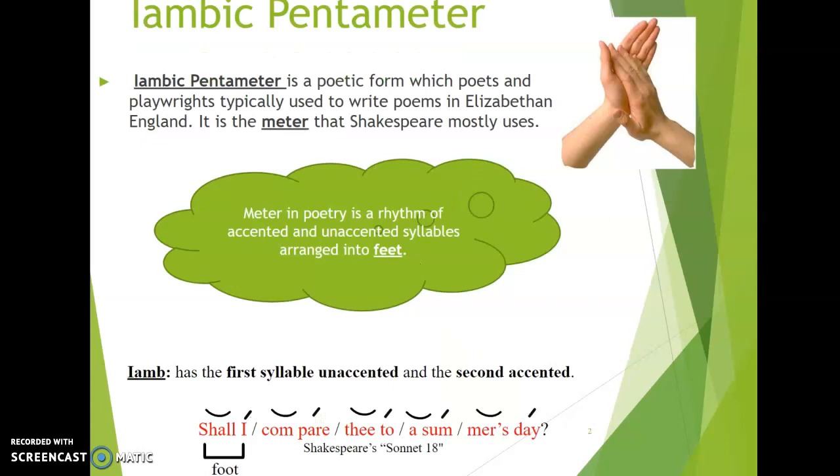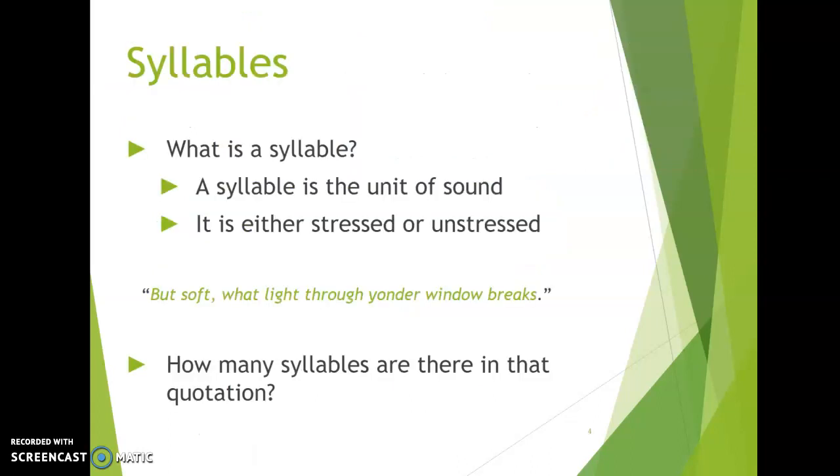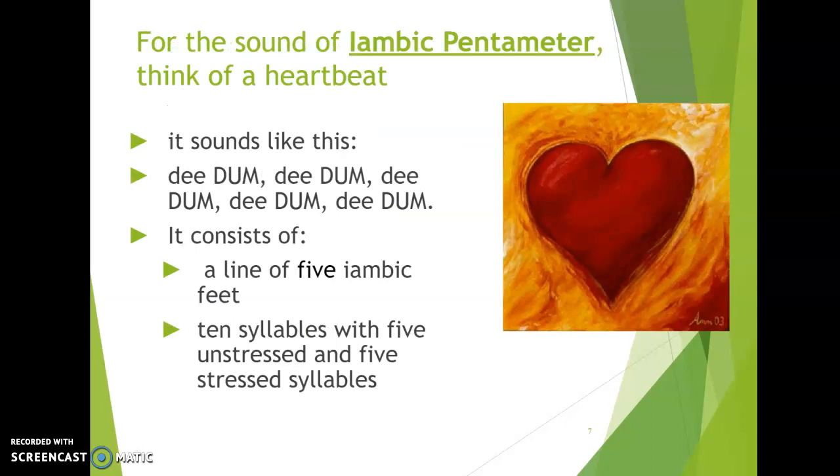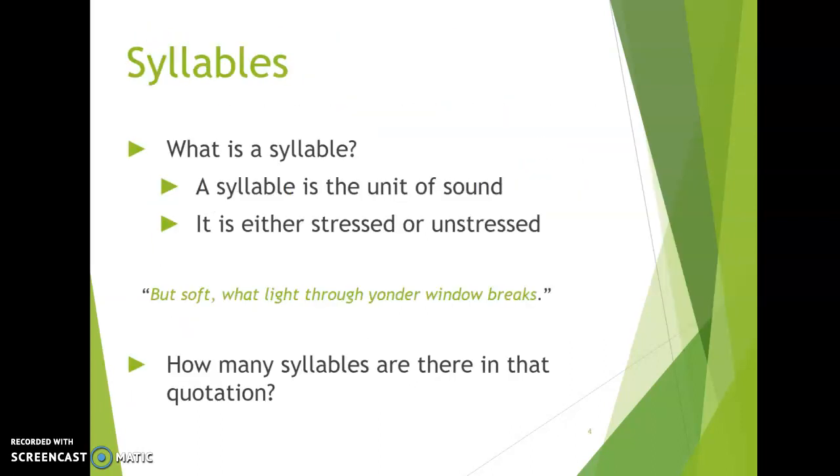Iambic pentameter is a poetic form which poets and playwrights, for example William Shakespeare, typically used to write poems during this Elizabethan England time period. It's specifically the meter that Shakespeare mostly uses. Now meter in poetry is a rhythm of accented and unaccented syllables arranged into feet. Now you may still be a little bit unsure about that. Hopefully my next slide, showing that it's like a heartbeat, will help you when reading.